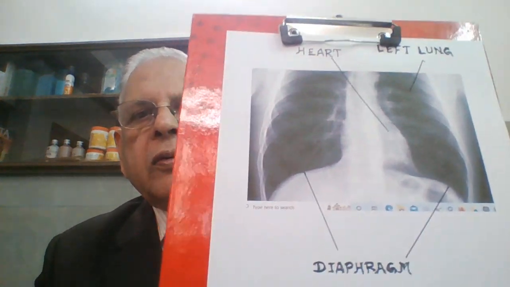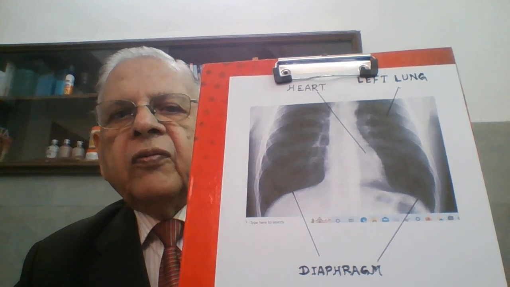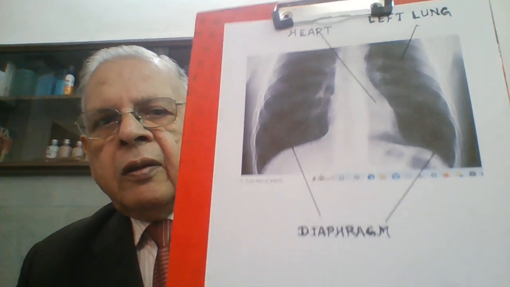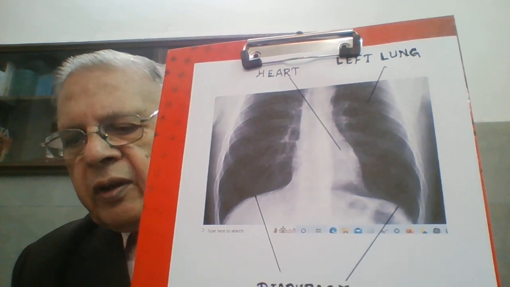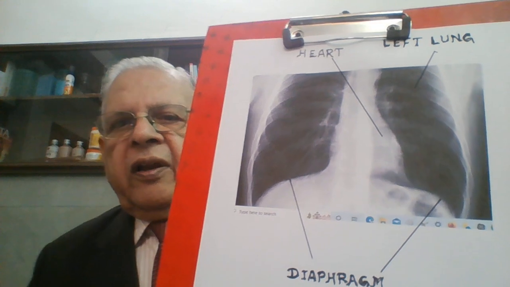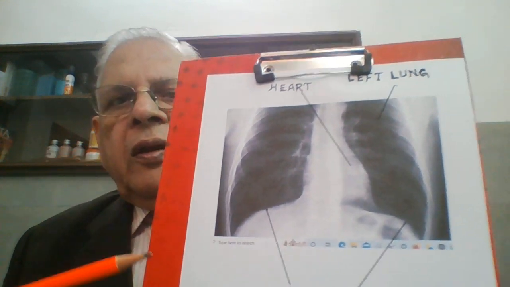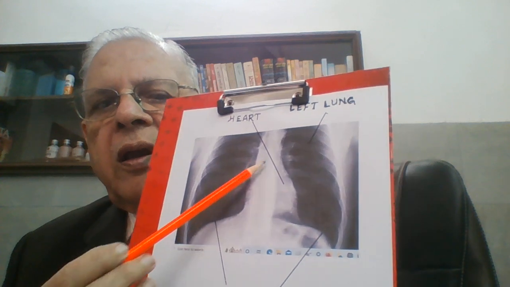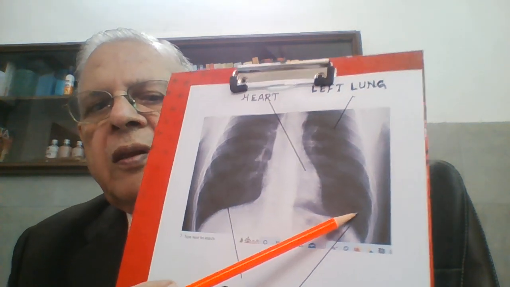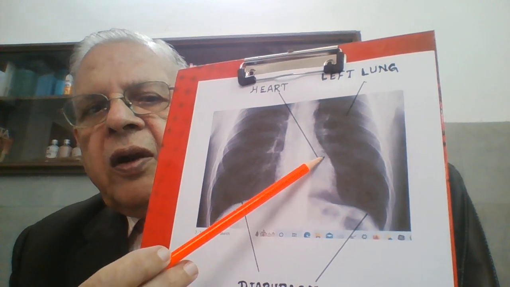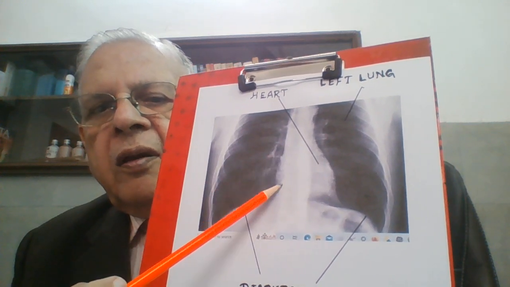Good morning, friends. Look at the first few diagrams before I go to the subject proper. Look at this diagram. What is it showing? It is the X-ray of chest. In this X-ray of chest, you see this black portion and this black portion. And then in between you see this white portion.